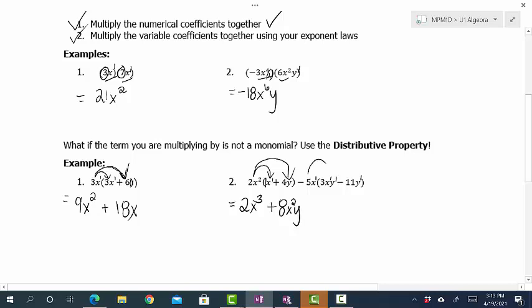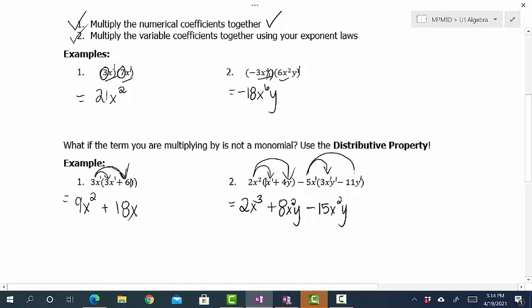Okay, negative 5x times 3xy. So numbers first. Negative 5 times 3 is negative 15. Now let's use our exponent laws when they have the same base. So x to the power of 1 we can multiply by the x to the power of 1. So we keep our base, add the exponents together, so we get 2. And then we just carry down our y because there's nothing to multiply it with.